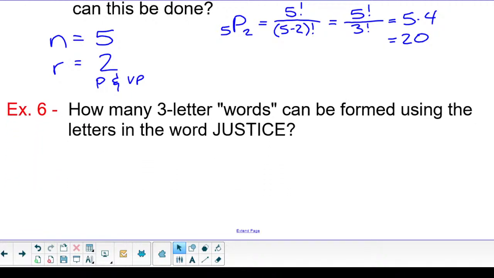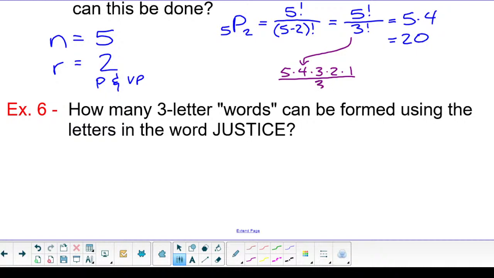So how many 3-letter words can be formed using the letters in the word justice? I'd like you to work that out on your own, and we'll take it up in 2 minutes. Sophia. Remember, 5 factorial is 5 times 4 times 3 times 2 times 1. And 3 factorial is 3 times 2 times 1. But these cancel. And so I'm just left with 5 times 4.